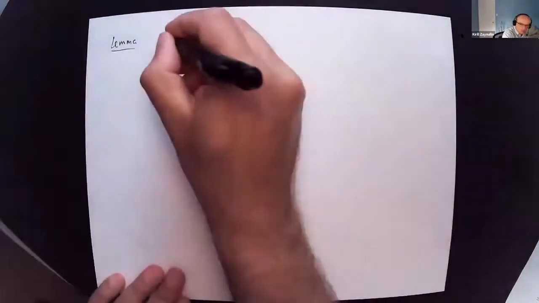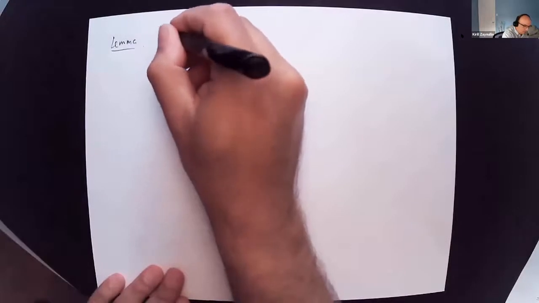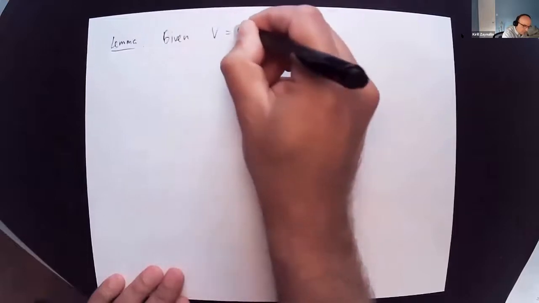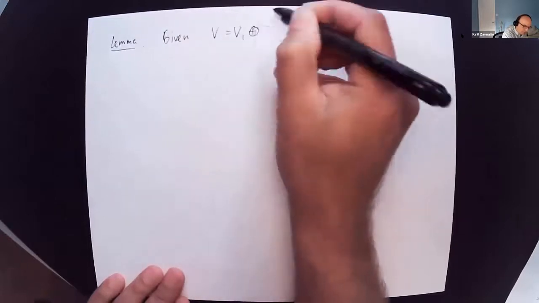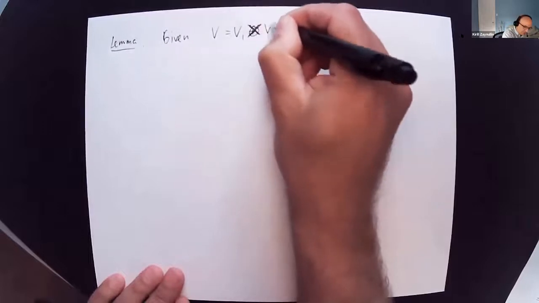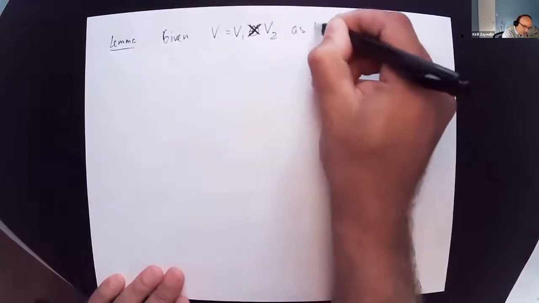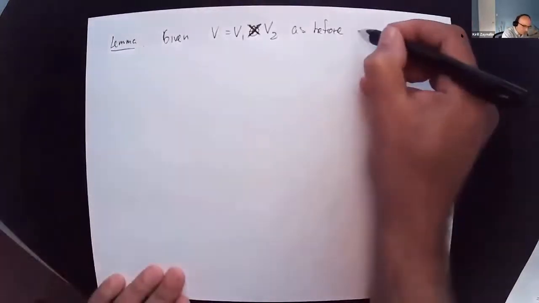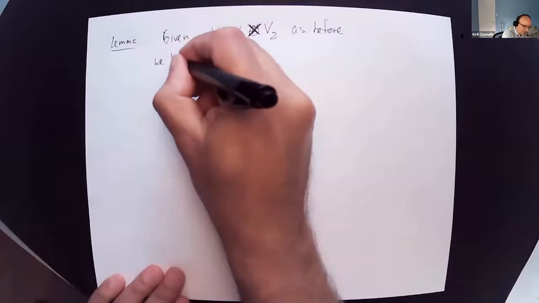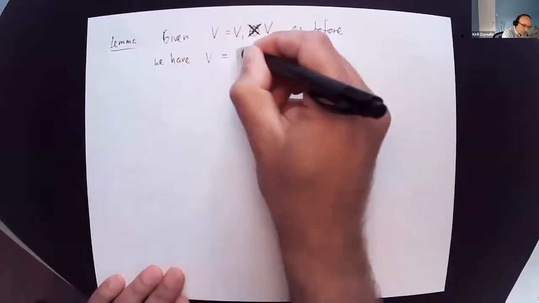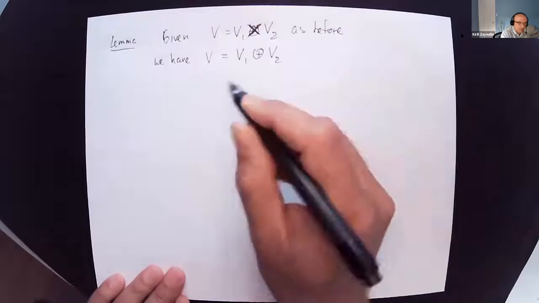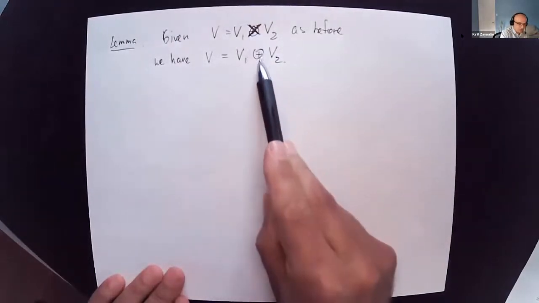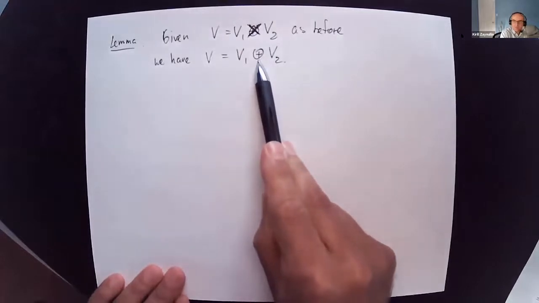So, given V, which is V1 times V2, as before, we have: V is indeed a direct sum of V1 and V2. So indeed, this symbol in this particular example can be replaced just by this direct sum symbol. Yeah, so just the same.